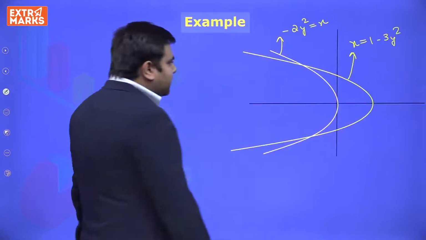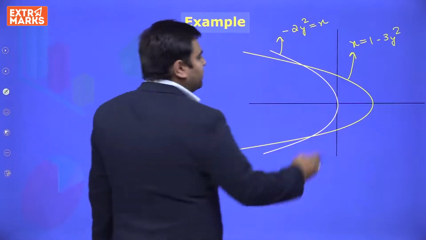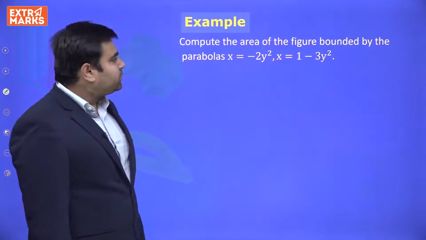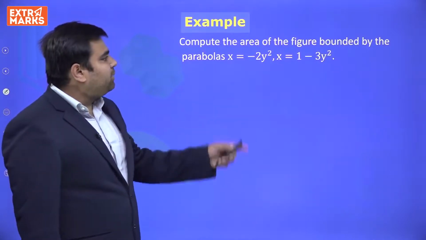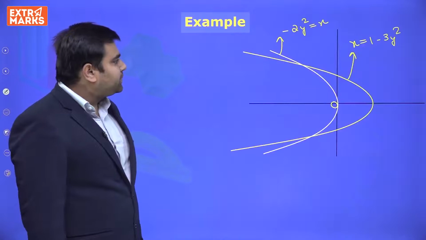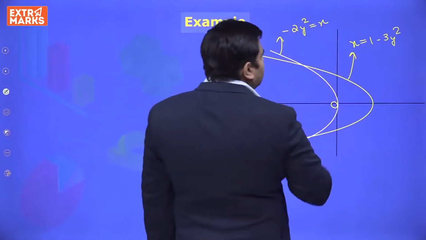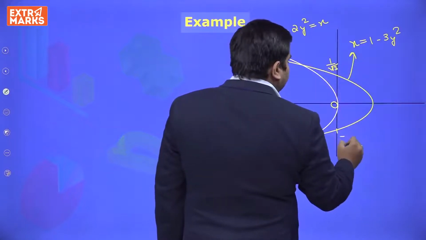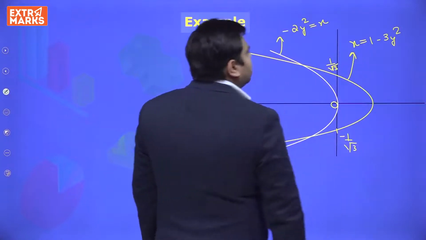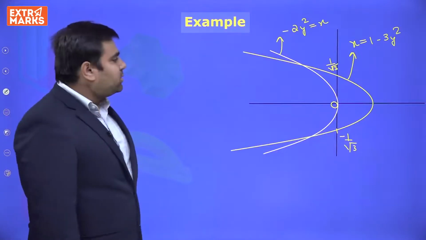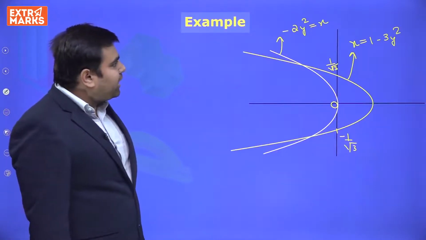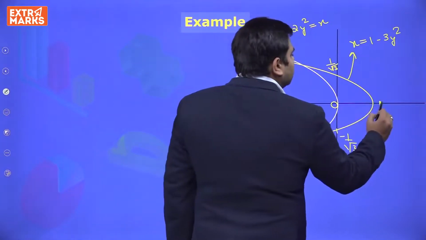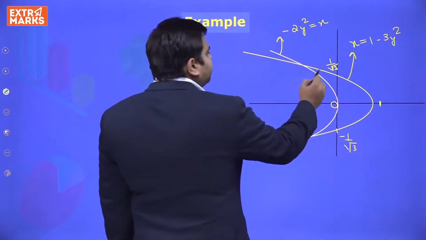This curve is x equals 1 minus 3y square, right? So if x becomes equal to 0, then y will come out to be plus minus 1 by root 3, right? So this will come out to be 1 by root 3 and this will come out to be minus 1 by root 3. If y becomes 0, then what will be the value of x? It will be 1.